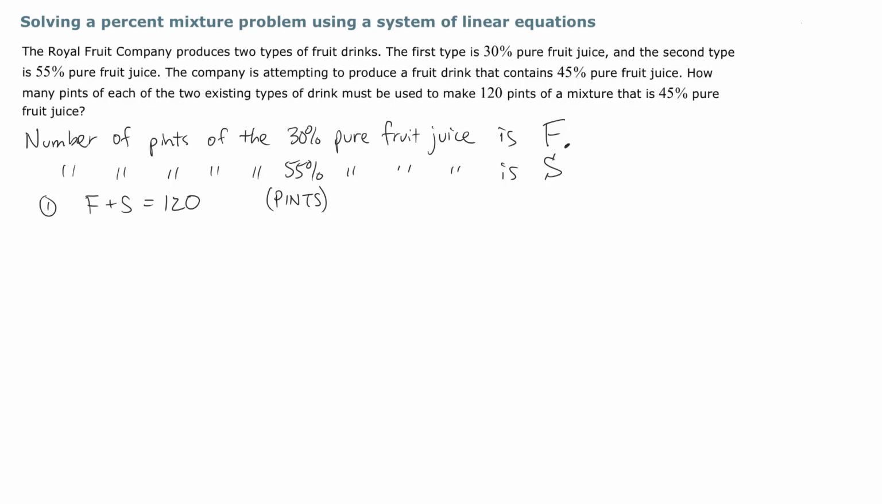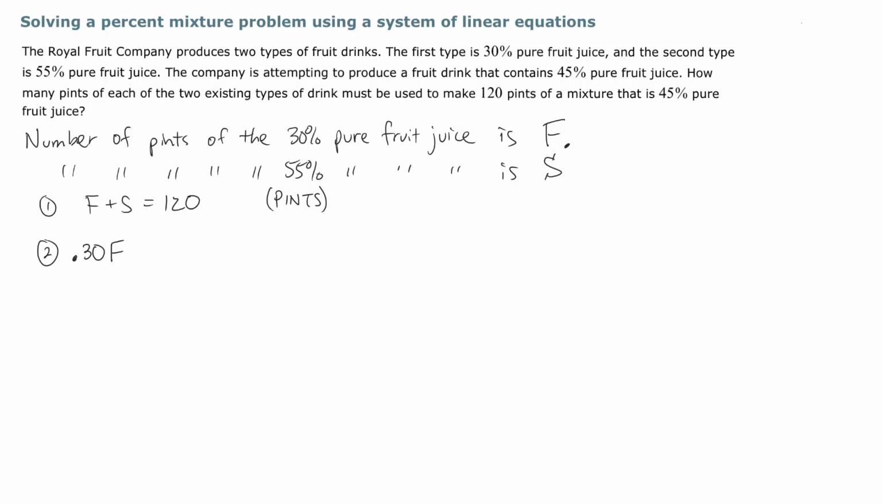We're also going to need an equation that really talks about the amount of pints of pure fruit juice. And the way we're going to do that is use the percentages here, or the concentrations here. We're going to need equation 2, which is 30% of the first type, or times the number of pints of the first type, will get you the total amount of pure fruit juice from the first type.